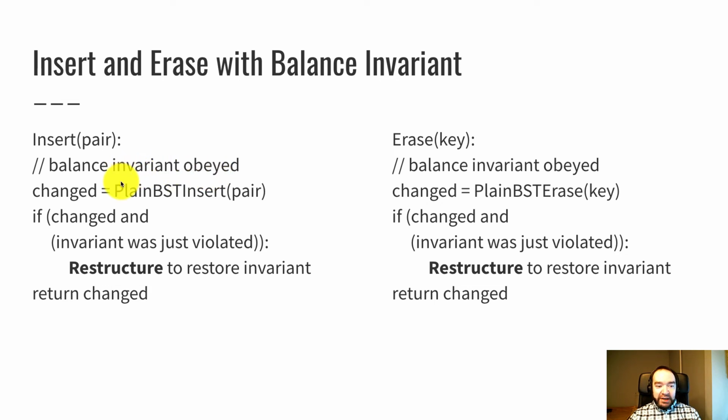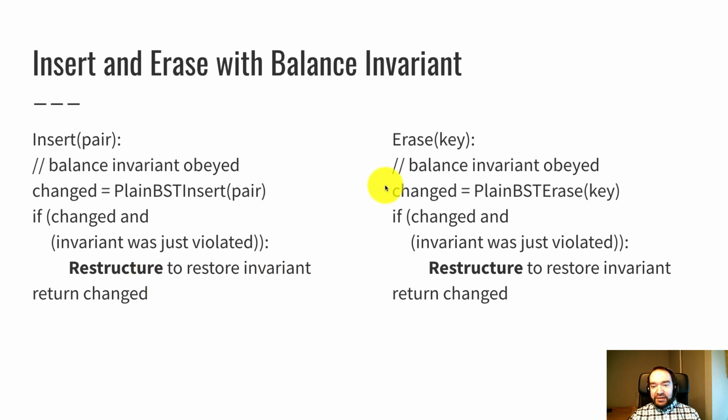Then we do the plain binary search tree insert algorithm that we covered in previous videos. Remember, that returns true or false to tell us whether something changed. So if we did make a change and the invariant was just violated, then we do a restructuring to restore the invariant. So sometimes when we insert a new node, the tree is still balanced kind of miraculously, so we don't have to do anything, we're good. But other times, inserting that new node imbalances the tree, and then we have to go in and fix whatever rule we just broke that made the tree imbalanced.